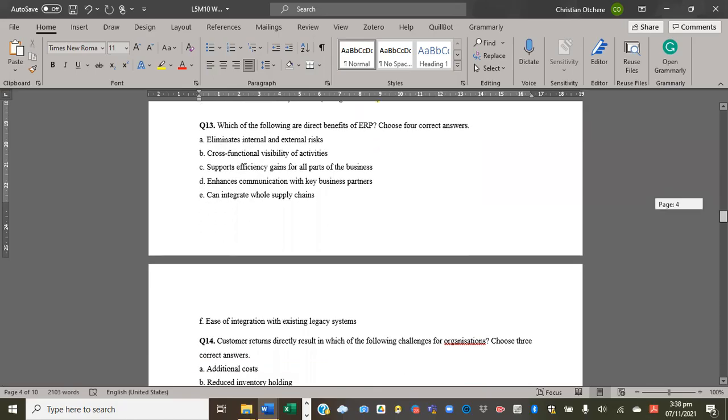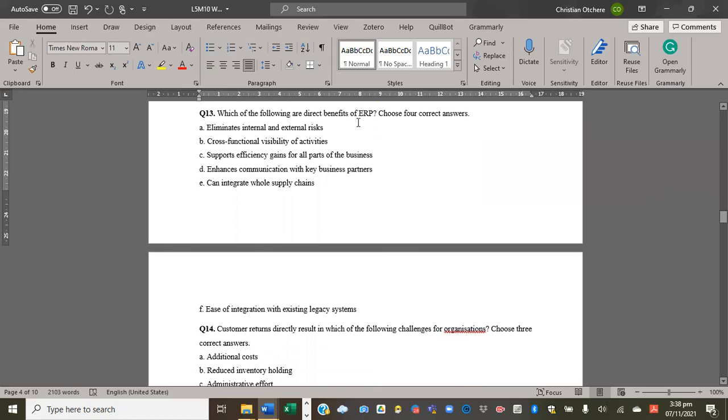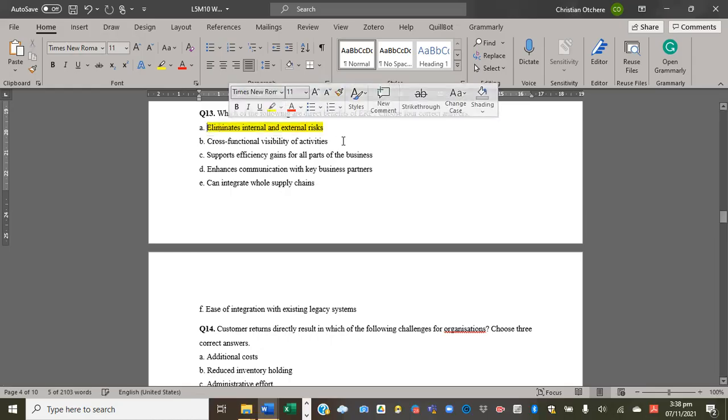Which of the following are direct benefits of ERP? Direct benefits of ERP. Choose 4 correct answers. I'll go for A. Okay. Eliminate internal and external risk. So you go for A.